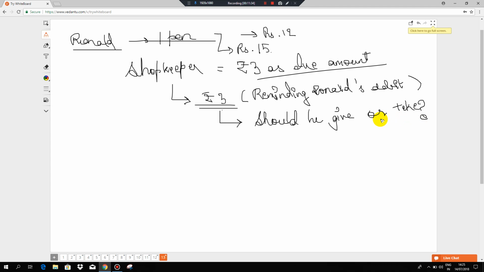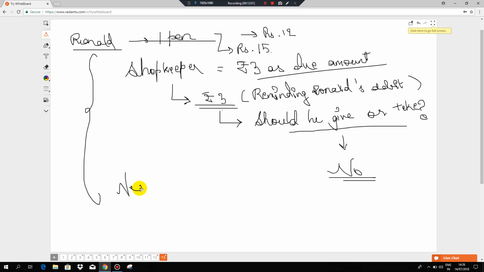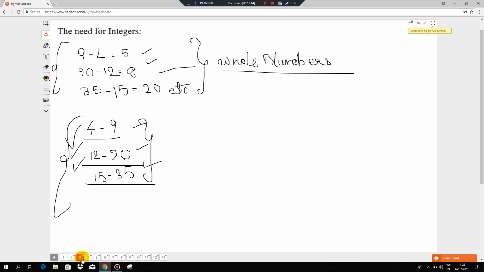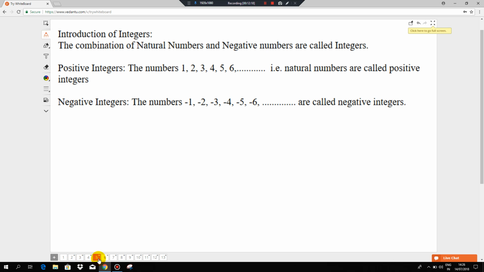Can he express this debit by some color or sign? Can we express it? No. Right? So this gives an idea of negative integers. Now we got the idea of positive integers and negative integers, right?